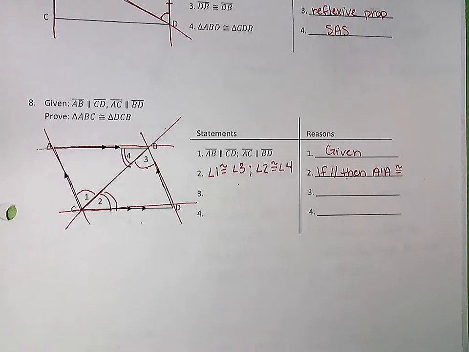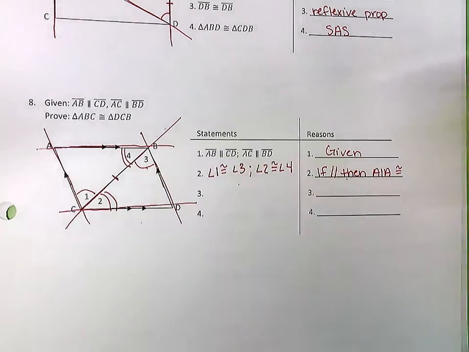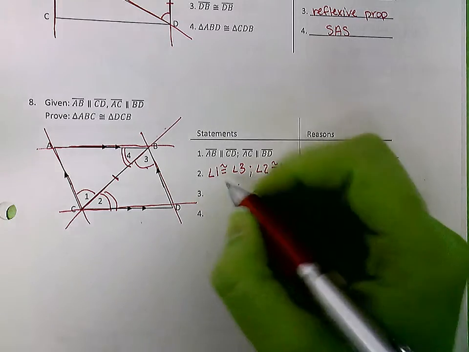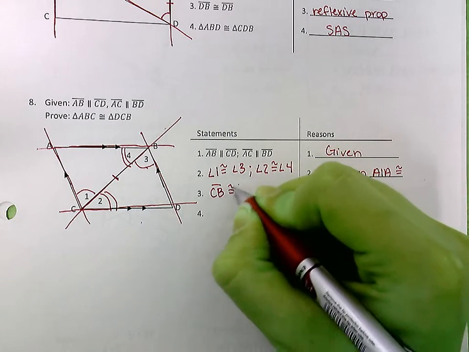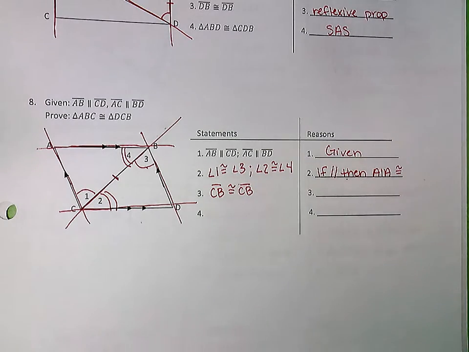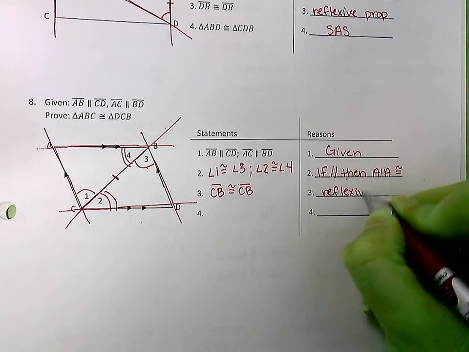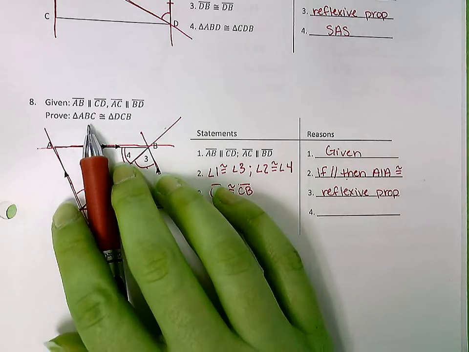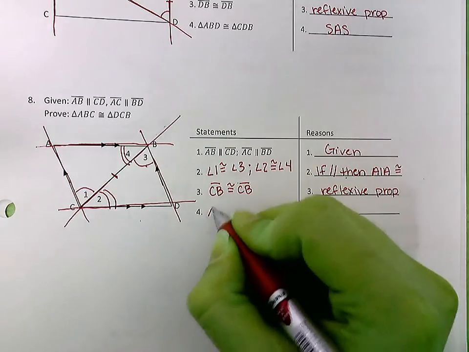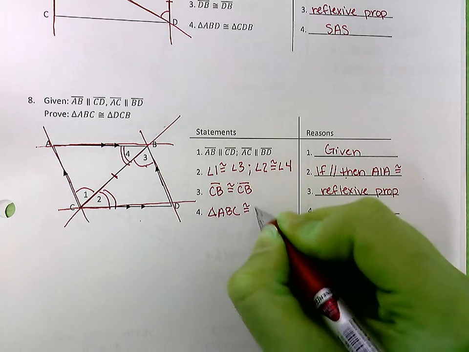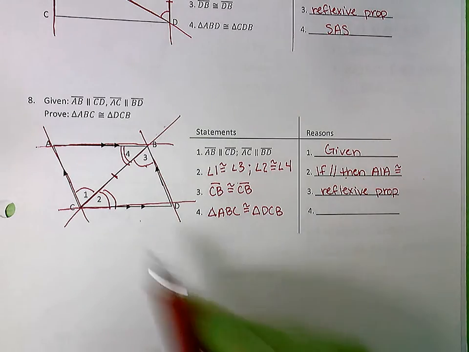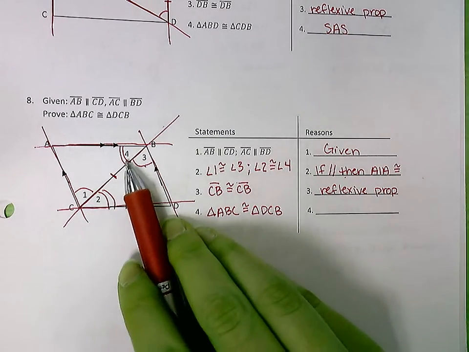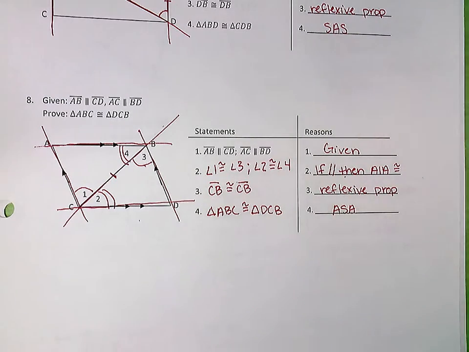Next I have a freebie with my two triangles. This side right here is equal to itself, so I do need to write that out. So I have CB is congruent to CB by the reflexive property. And then I can state my two triangles are congruent. Whatever I'm trying to prove should be my last statement here. So I have triangle ABC congruent to triangle DCB. And I have a side between two angles, so this is angle side angle. Any questions on our two column proofs today?